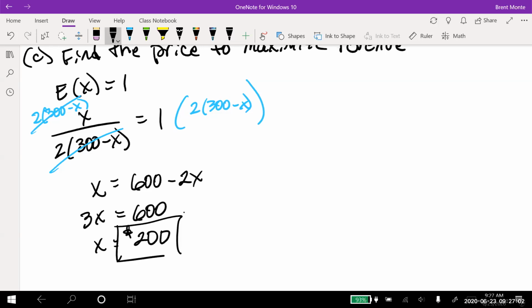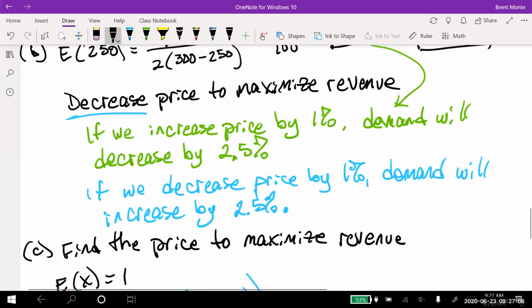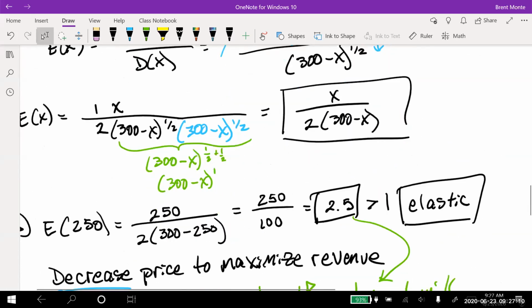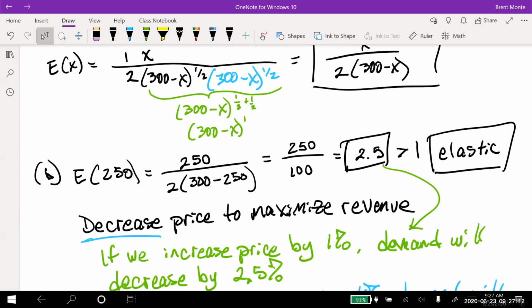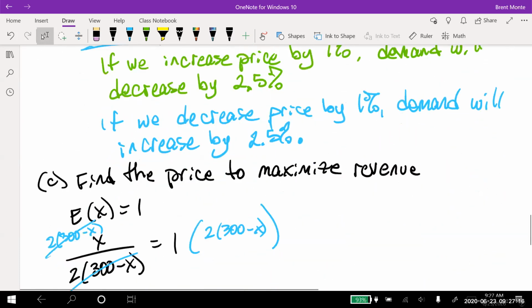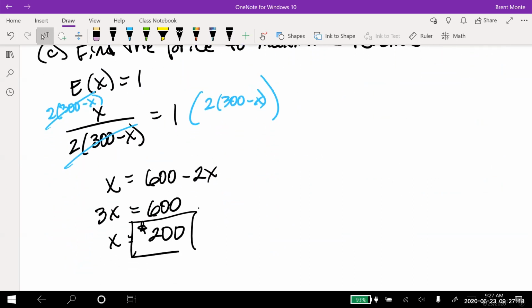Yes, it was true. I did want to lower the price. The price before was $250. We saw that at $250, demand was elastic. So let's decrease the price to what? $200. At $200, elasticity will be unit elastic, and I'll have maximum revenue.